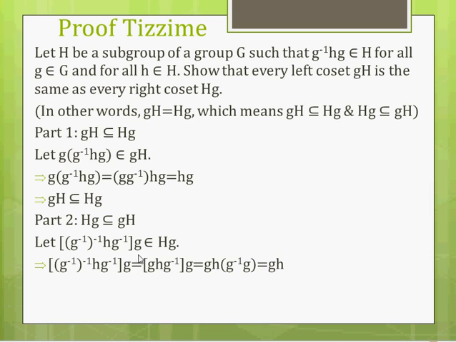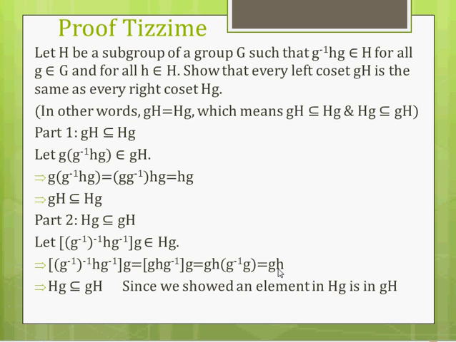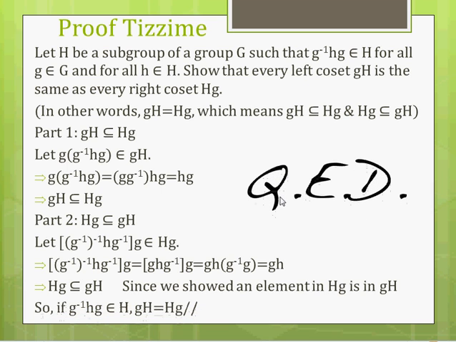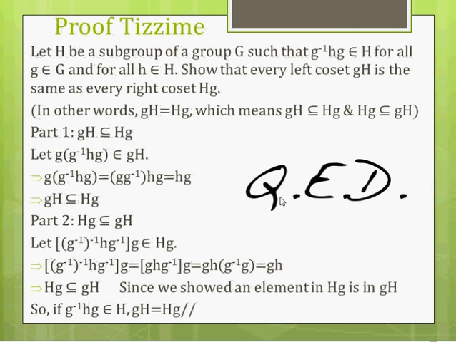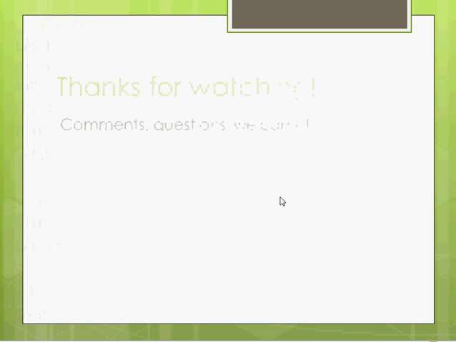So we've just shown that if we take an element in Hg, we get an element in gH. So we've shown that Hg is a subset of gH. Since we've shown that they're both subsets of one another, they're both equal. And that's the end of the proof. And that's the end of today.